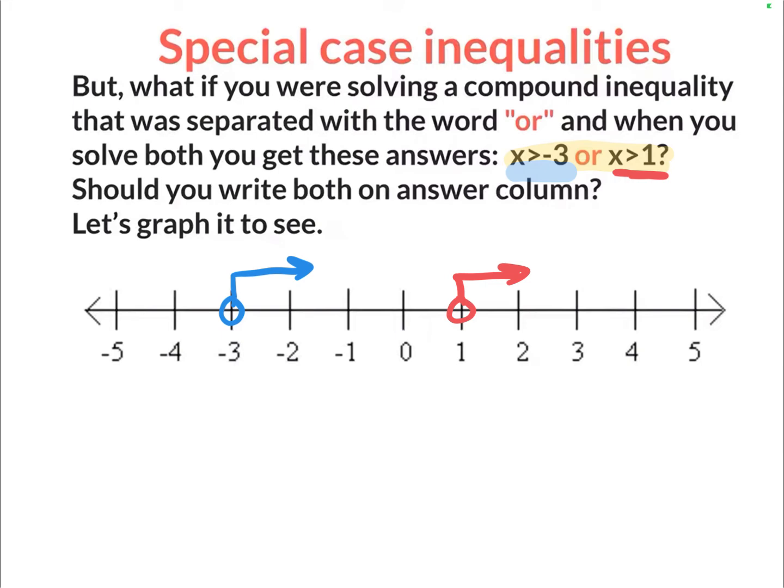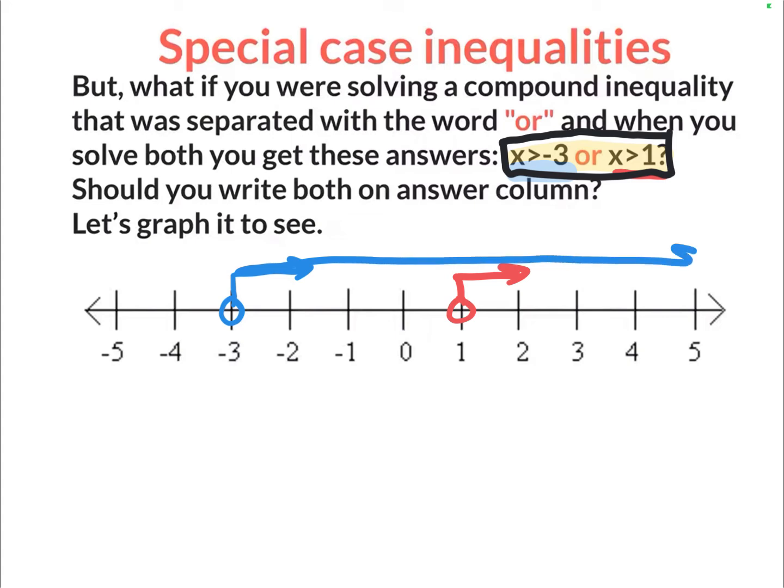So this guy up here is the answer that we got in our hypothetical situation. We solved one inequality, we solved the other, we had the or between it. Those are our answers with the word or between it. And I graphed it. Here's the blue one going this way forever. Here's the red one going this way forever. And if I ask you, does the value -5 satisfy this answer that has the word or between it? No. So -5 is not greater than -3, nor is it greater than 1.